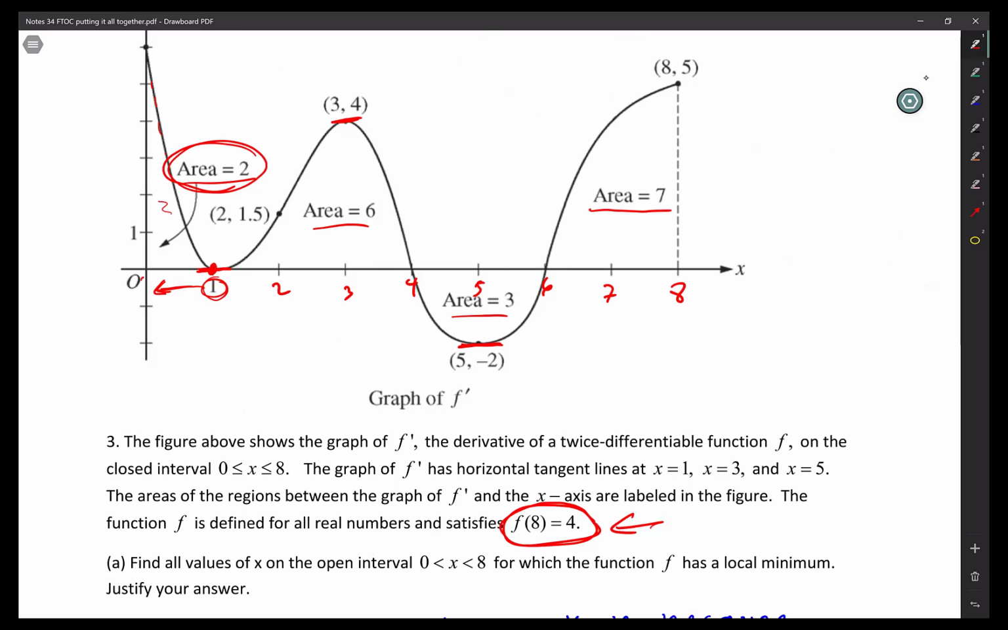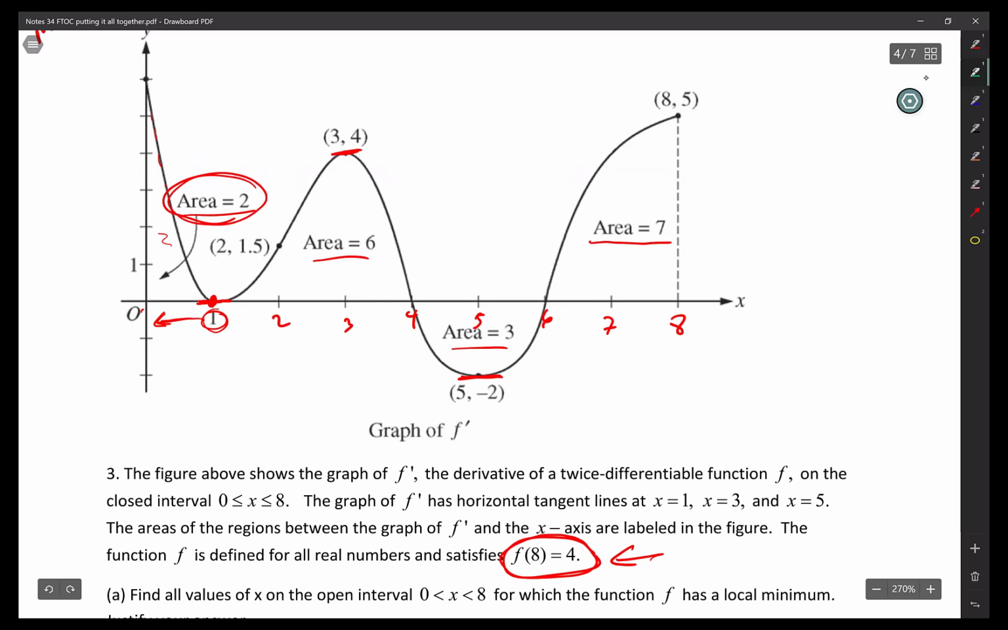Now, where is f prime prime negative? Well, this is f prime. So the rule still applies. If f prime prime is negative, tell me what that means about f prime. f prime is decreasing. Perfect. So look at this graph, f prime, above the x-axis but decreasing. Where does that happen? I'm going to put it in green here. So tell me where f prime is positive, above the x-axis, but decreasing. From what to what?